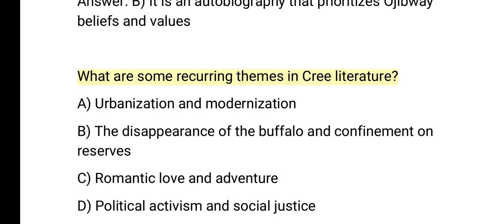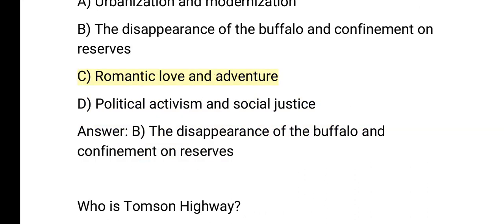What are some recurring themes in Cree literature? A. Urbanization and modernization. B. The disappearance of the buffalo and confinement on reserves. C. Romantic love and adventure. D. Political activism and social justice. Answer. B. The disappearance of the buffalo and confinement on reserves.